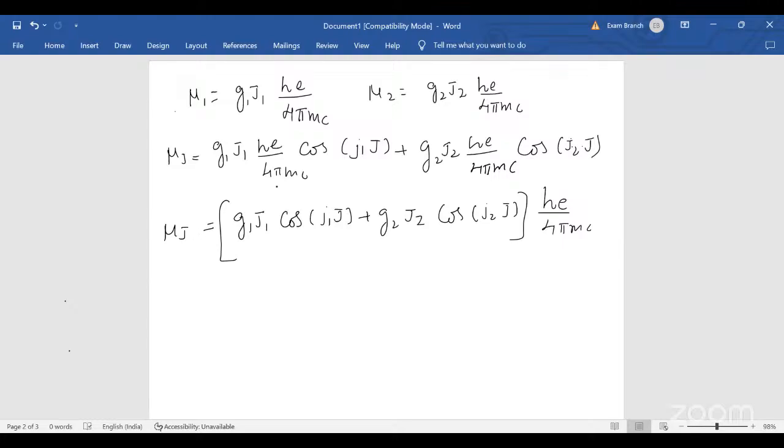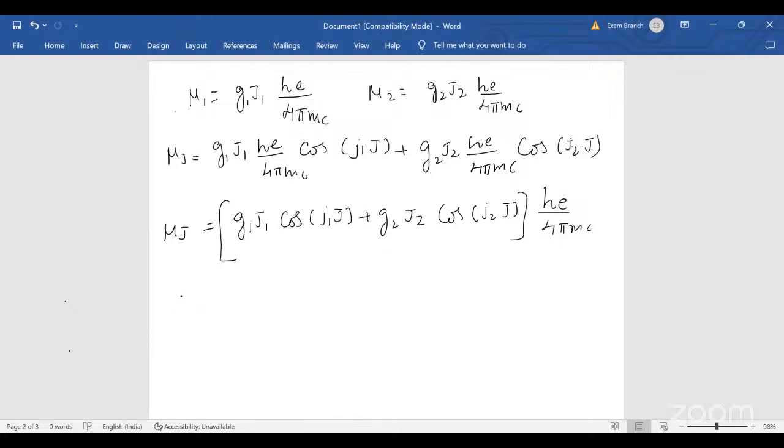We have taken for one electron G1, J1, this entire value we have taken. And similarly, for the second electron, we have taken G2, J2, eh by 4 pi mc into cos of J2, J we have taken. So by combining these two, we have got this total magnetic moment of the atom. Okay. So now what we'll do is we will replace this entire term, whichever we have in the brackets, with G times J.